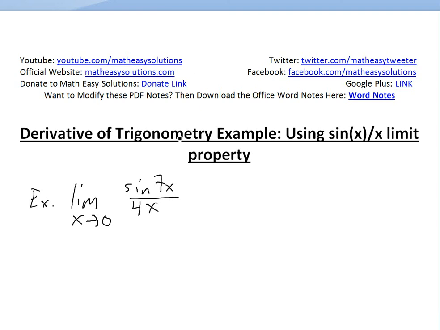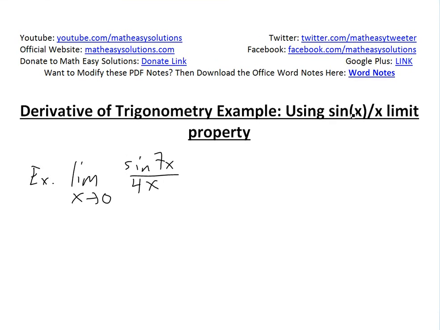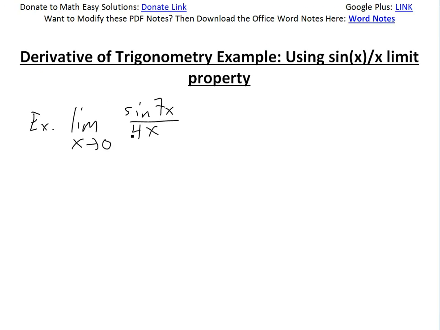Easy solution. We're going to discuss some more trigonometry derivatives and look at an example which uses the sine x over x limit property which I showed in my earlier video. This is more of a limit, but I'll show you how you could use derivatives too. If you have the limit as x approaches 0 of sine 7x over 4x, and you plug in 0, you'll get 0 over 0. This is undefined, so you cannot just plug it in, but you can solve it.